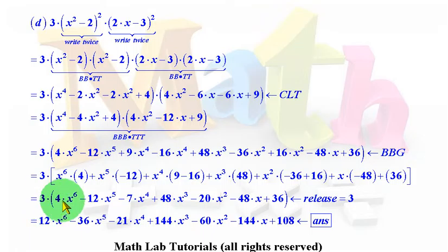So we have a bullet over here, and we have a bunch of targets over here. Okay, specifically we have 7 targets. So when we release the 3, we multiply all the coefficients by 3 to get 12x to the power 6 minus 36x to the power 5 minus 21x to the power 4 plus 144x to the power 3 minus 60x to the power 2 minus 144x, and finally plus 108. And that will constitute the final answer, or the expanded form of this factored form up here.